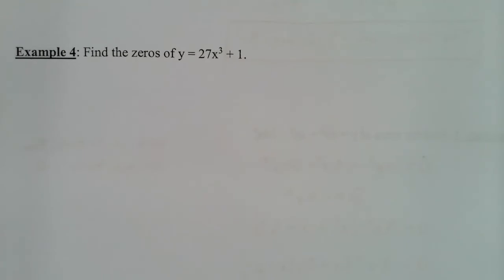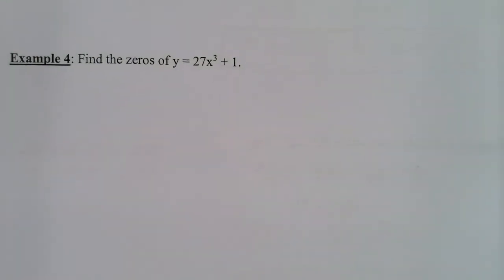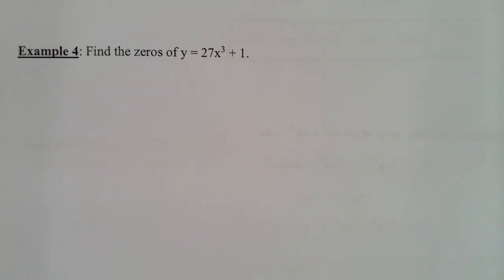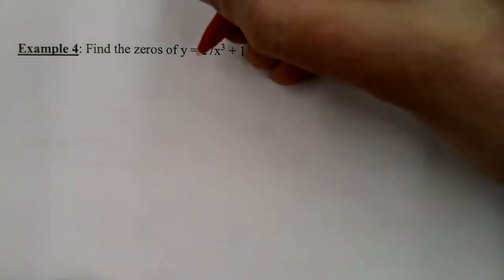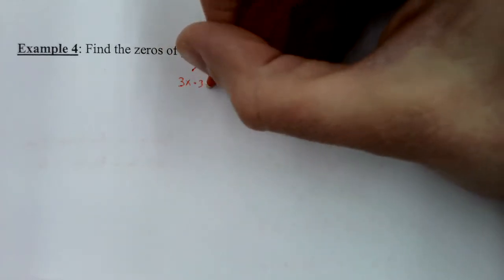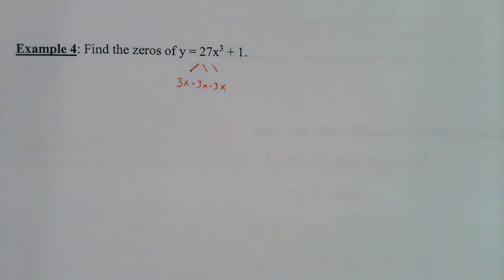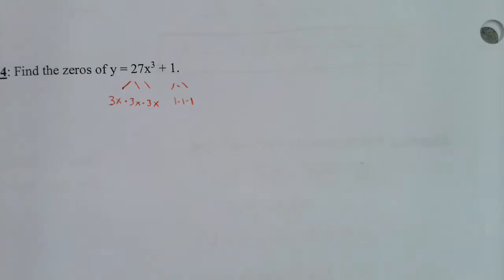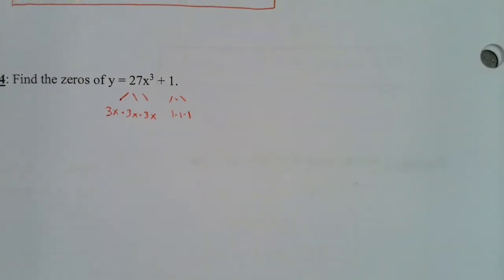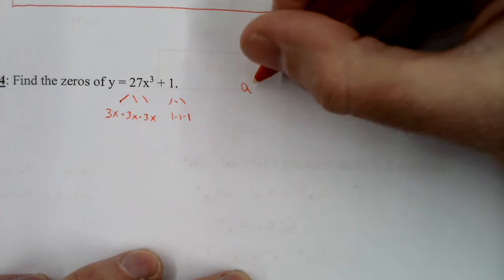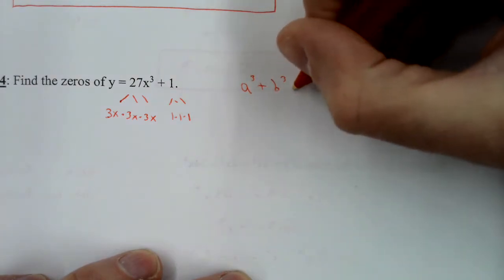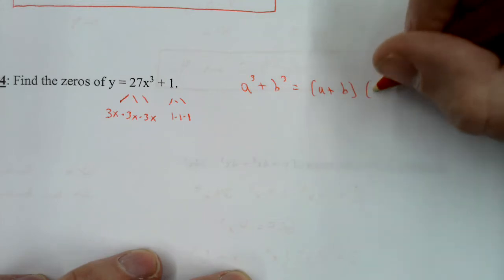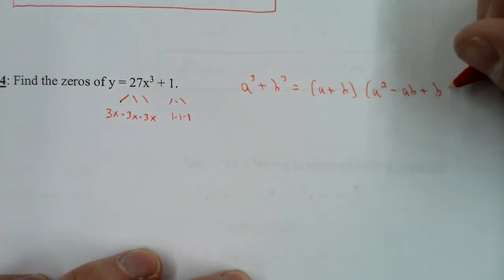All right, example 4. Find the zeros of y equals 27x cubed plus 1. Now, I'm hoping this one looks semi-familiar to you. This is going to be the sum of two cubes, because 27x cubed equals 3x times 3x times 3x, and 1 equals 1 times 1 times 1. So this is going to be the sum of two cubes. So let me just write down that formula in case you forgot it. The formula is a cubed plus b cubed factors to become a plus b times a squared minus ab plus b squared.